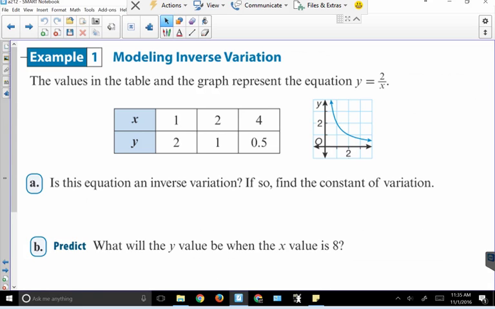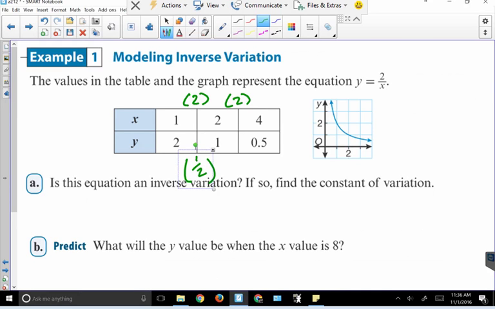So the question is, is this an inverse variation? Is it always going down by the same amount? Now, like I said here, this up here doubled. So I end up multiplying this by 2. Multiply that by 2. Is the same thing happening down here? It's going from 2 to 1, so what is it going by? Half, right? What about from 1 to 0.5? Is that another half? Okay.